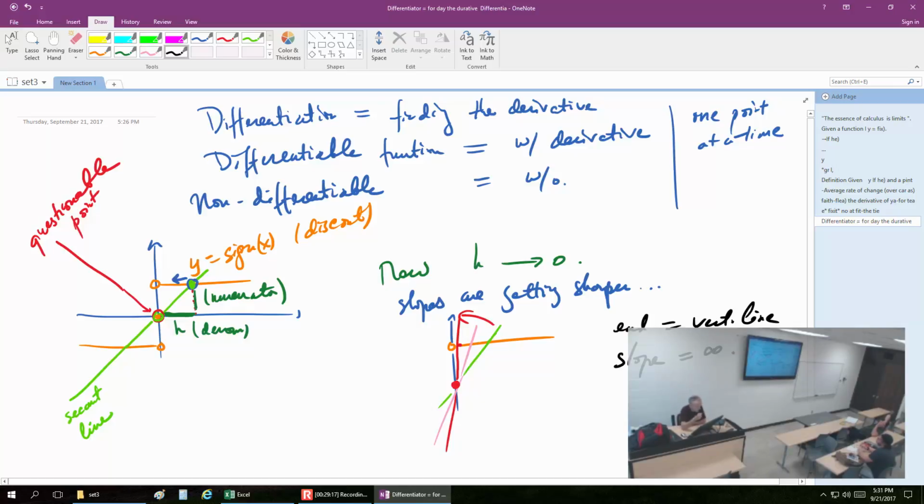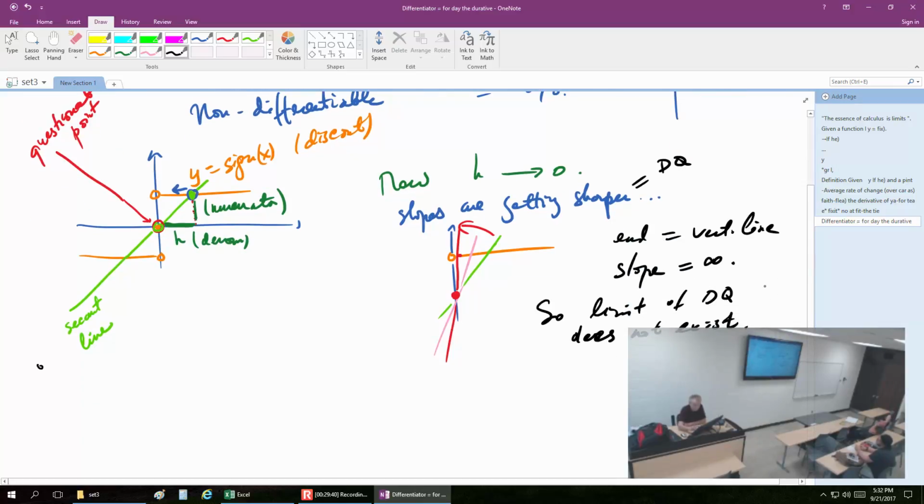So the slopes of the secant lines, which are the difference quotient, the limit of the difference quotient does not exist. So the function is not differentiable at 0. f is not differentiable at 0. It is differentiable everywhere else.